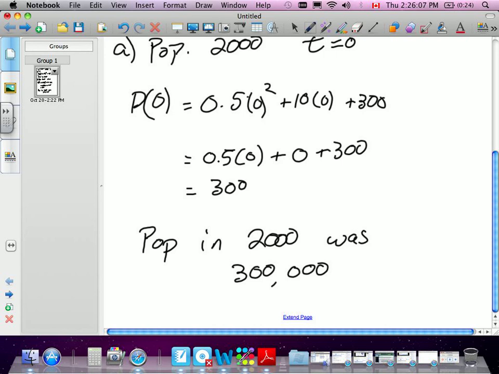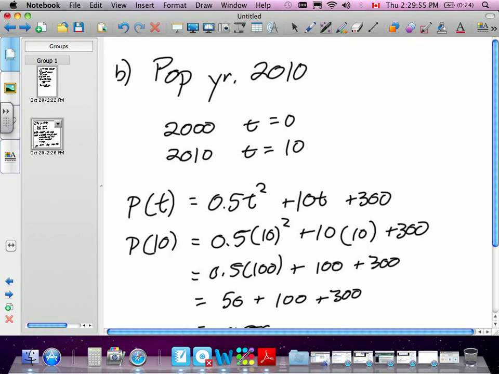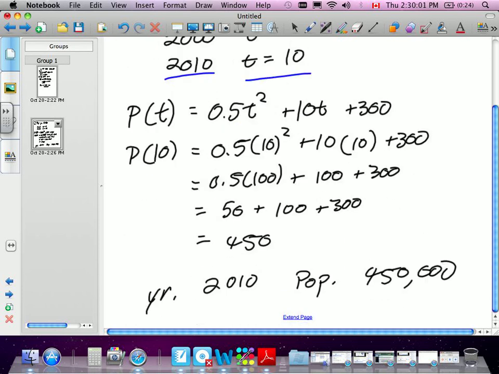Okay, so what we just did, they asked us for a population in the year 2010. 2010 is when t will be equal to 10. So we take our equation, we plug 10 in for the t's. 10 squared is 100. 0.5 times 100 is 50. 50 plus 100 plus 300 is 450. The population in the year 2010 is 450.